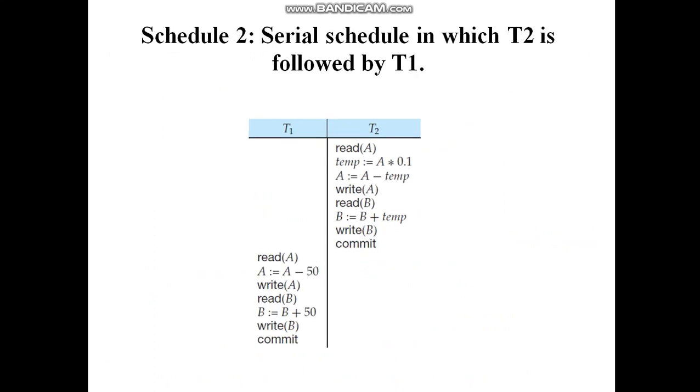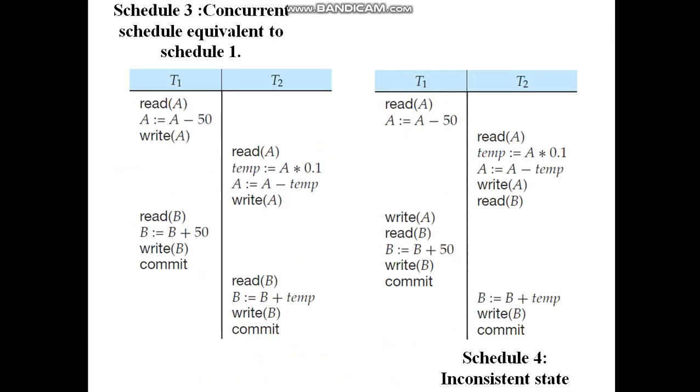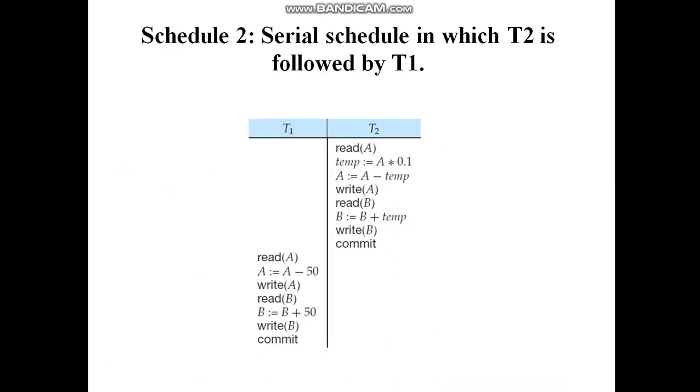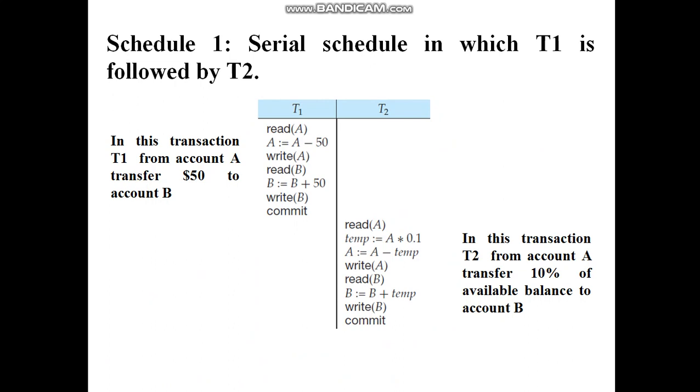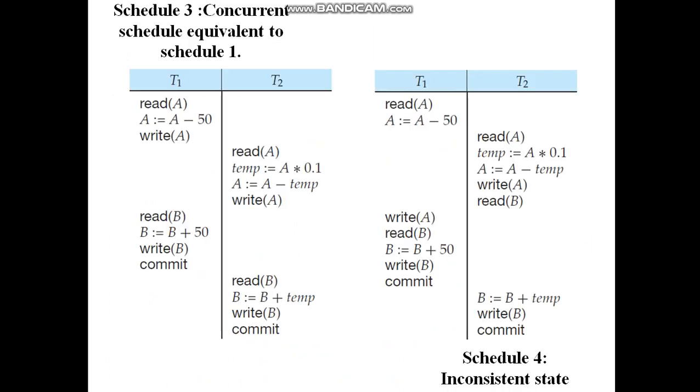This is a serial schedule in which T2 is followed by T1. That means first the T2 transaction is executed and then the T1 transaction is executed. Then there is the concurrent schedule. That means at a time both transactions are performed. In a serial schedule we have seen the transactions are executed one by one, that means after executing the whole first transaction, the T2 transaction starts execution. In a concurrent schedule, both transactions are executed at a time.